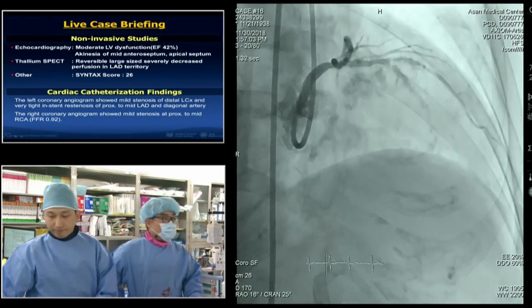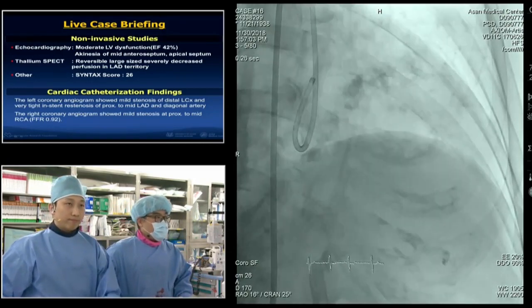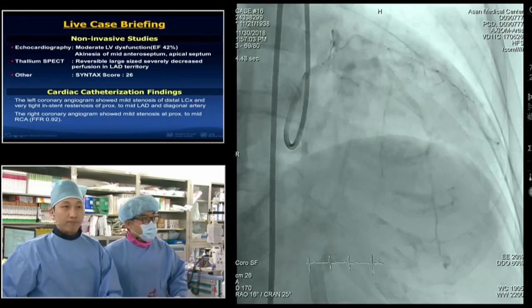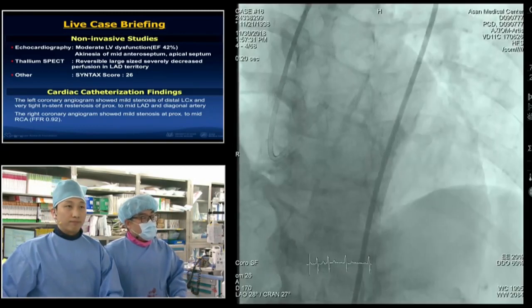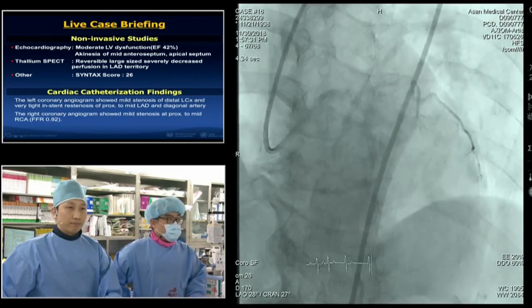And also the rest of the stent looks relatively nice. And the diagonal ostium is also somewhat diseased. But these two are both big vessels. Next. This one is a shot from the LAO cranial, again looking at the bifurcation.